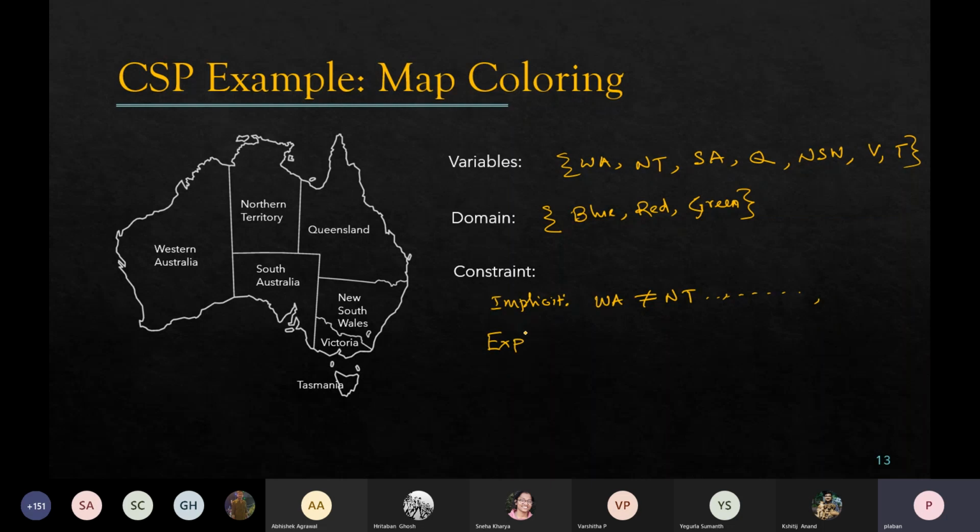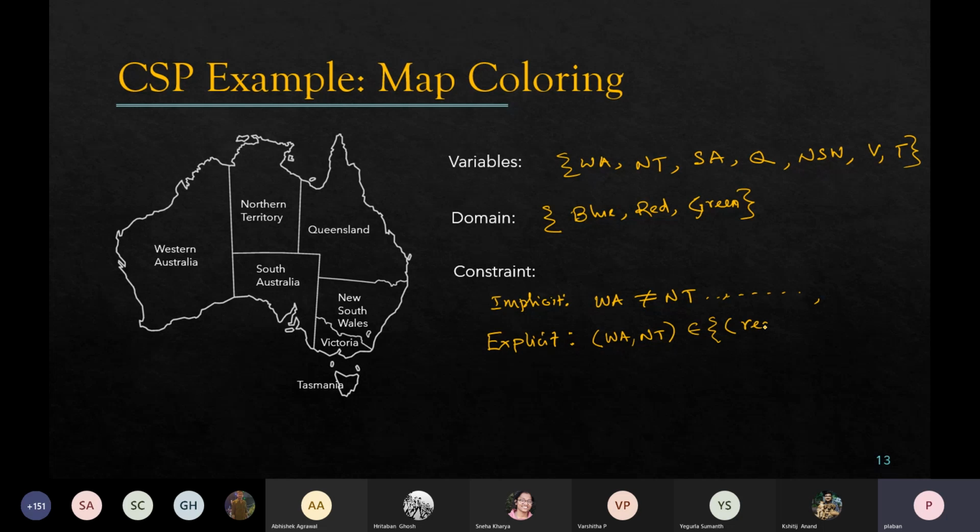And what can be an example of, say, an explicit constraint? Like we can take a tuple of, let's say, two neighboring states, Western Australia and Northern Territory, and then we define all possible values of the tuple such that the entries don't have the same color. So like red, blue, red, green. Great. So can we say something like this?